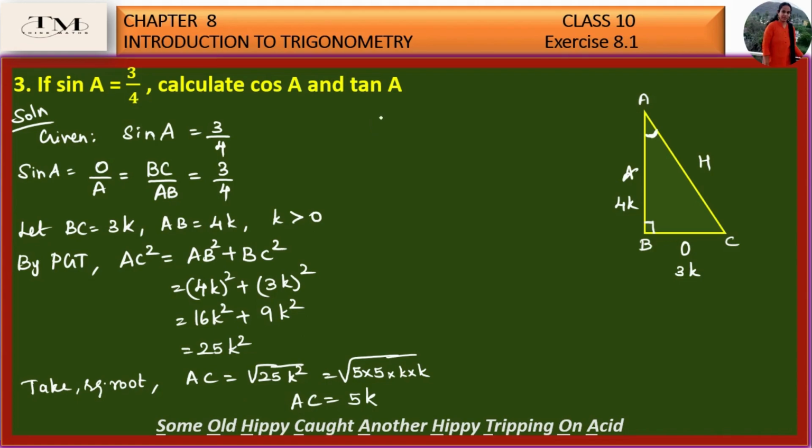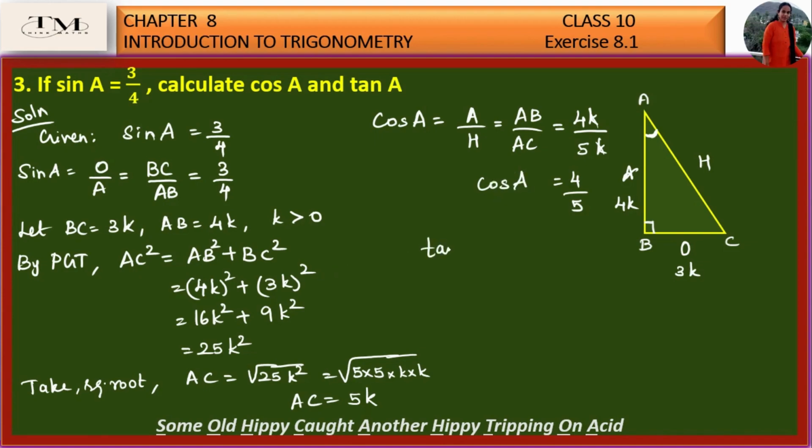Now we have to find cos A. What is cos A? C is equal to A by H, that is adjacent by hypotenuse. Which is the adjacent side? AB is the adjacent side, and the hypotenuse is AC. AB is equal to 4K and AC is equal to 5K. So this K gets cancelled, and the answer will be 4 by 5. So cos A is equal to 4 by 5.